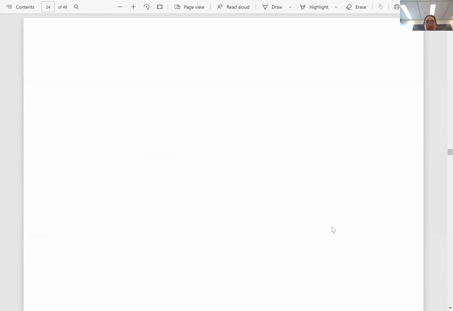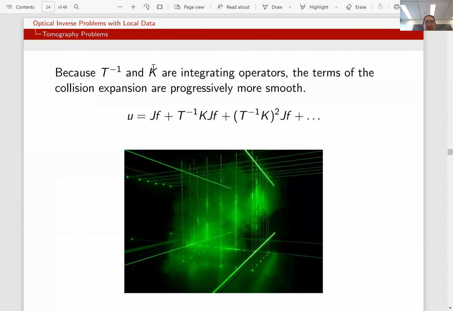The beauty of this collision expansion is that because T inverse and K are integrating operators, the terms of the collision expansion are progressively more smooth. K is this integrating operator, integrating up in angles, so it's a smoothing operator. And T inverse is also an integrating operator: you're solving a transport equation, so you're integrating in space along some line. So T inverse K makes the terms of the collision expansion more smooth.